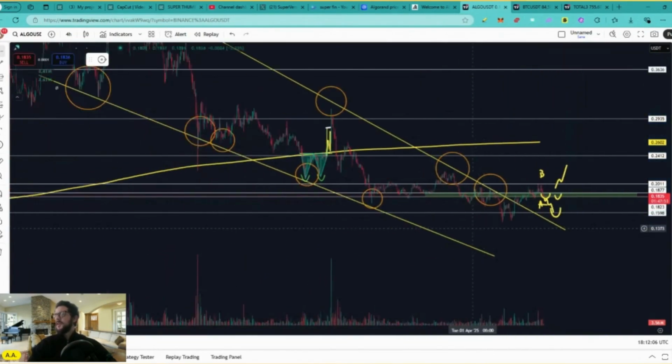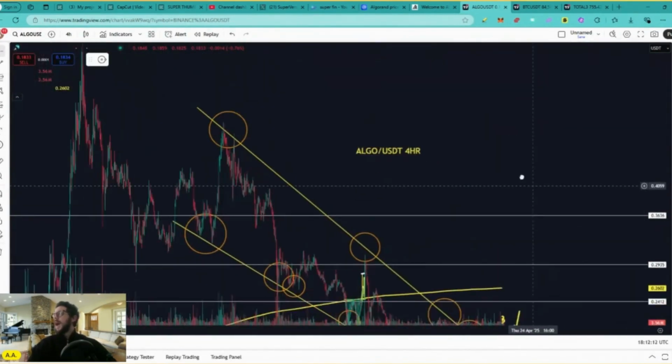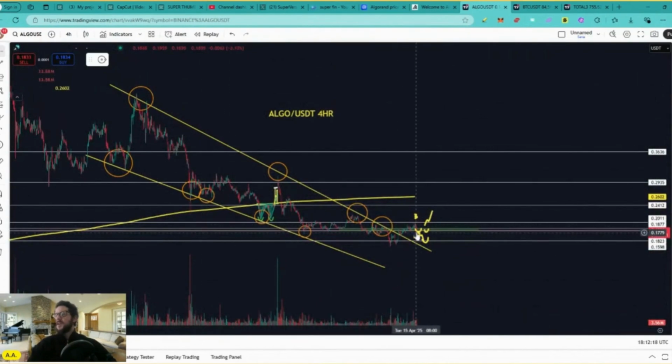Algorand looks very, very bullish. It broke out of this multi-month downtrend and it's currently consolidating. So don't sleep on Algo.